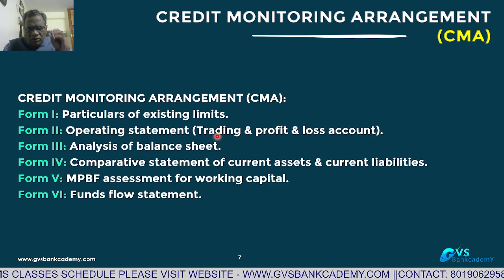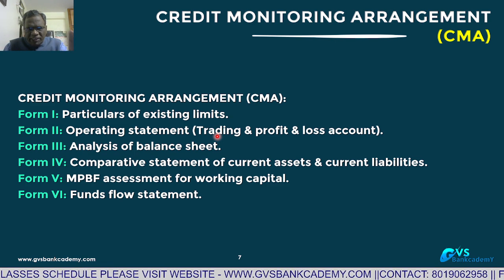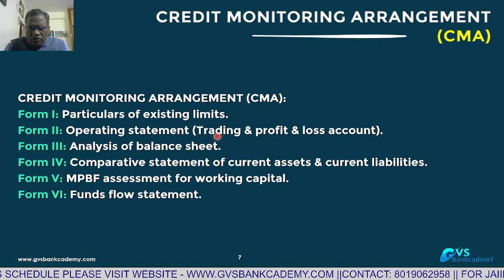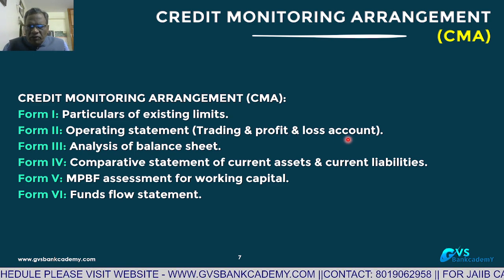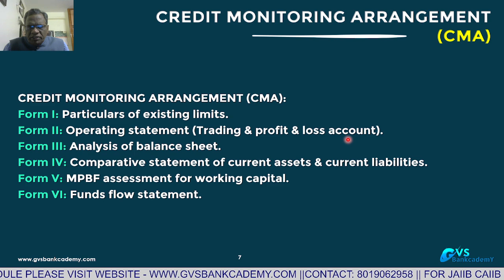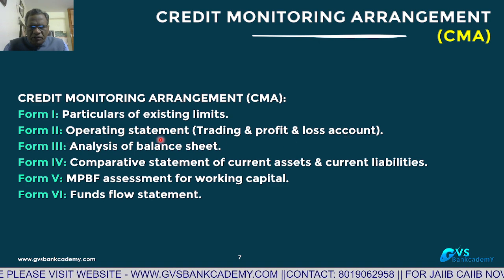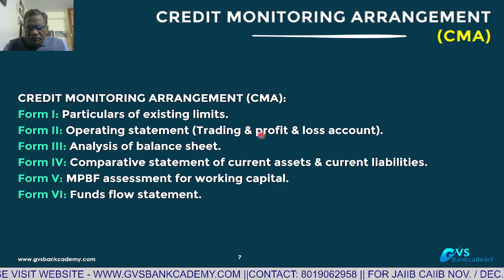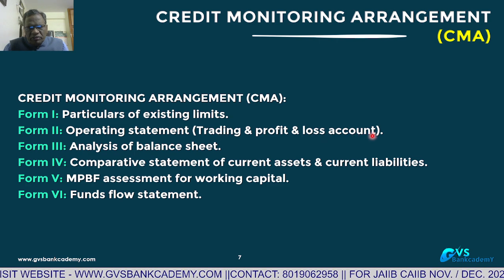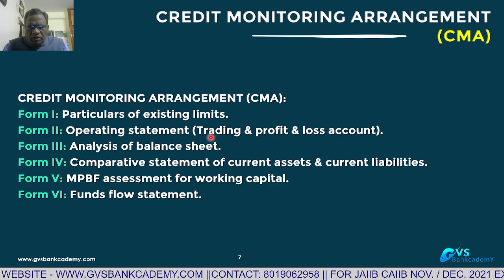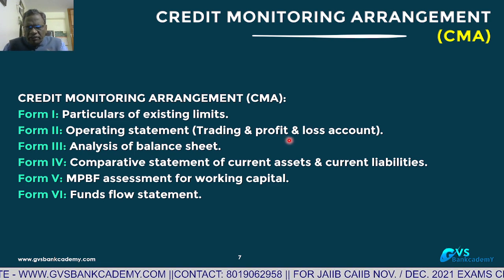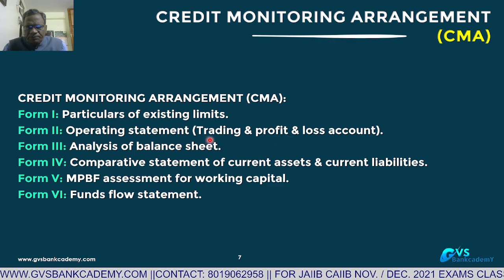Total purchases, total sales, total direct expenditure, indirect expenditure, total operating cost. Then finally profit. The end result is profit. That is called operating statement. Trading and profit and loss account is a nominal account. In our normal sense, it is a nominal account. Debit all expenditure, credit all income and gain.